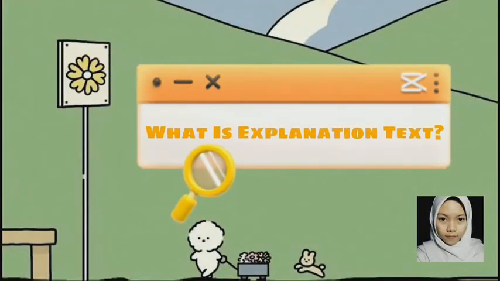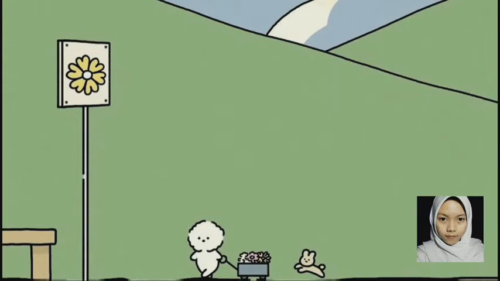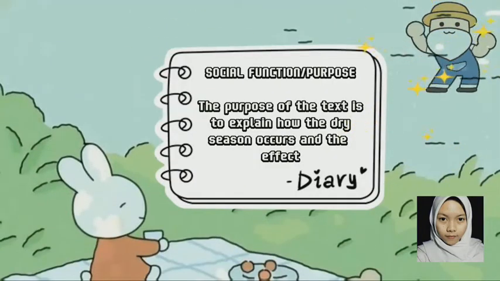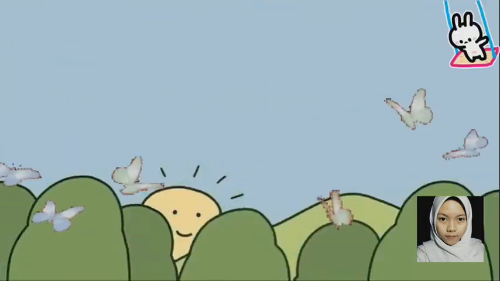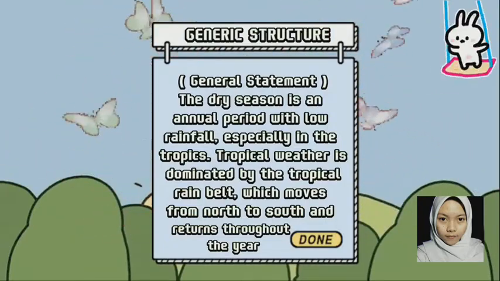What is explanation text? The explanation text is a text to provide a clear explanation. Typically, the text offers an explanation of social, natural, or cultural phenomena. Social function or purpose. The purpose of the text is to explain how the dry season occurs and its effects. Generic structure. The first is general statement.